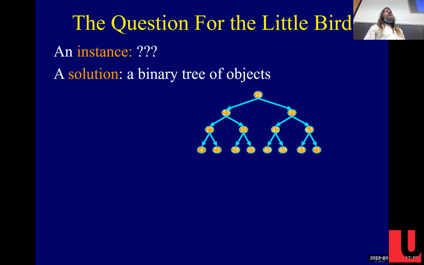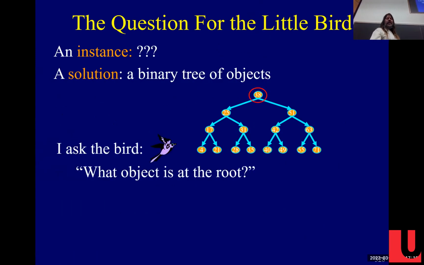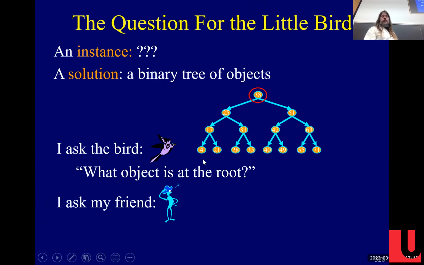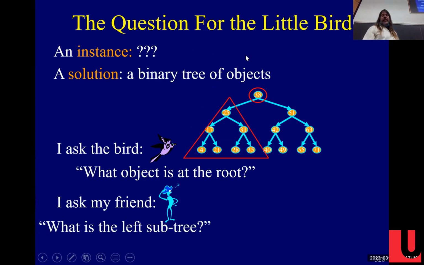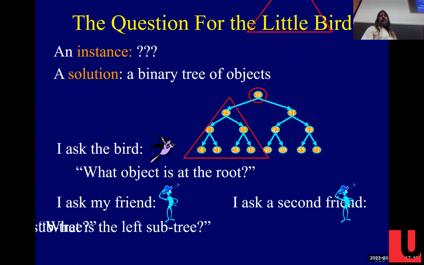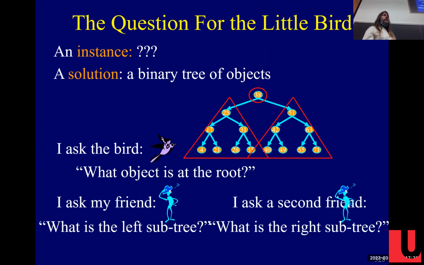All right. Suppose the solution is a tree, in which case we can ask the bird something about the root, and then we have a friend who tells us the left subtree, and a friend who tells the right subtree. Does that make sense?